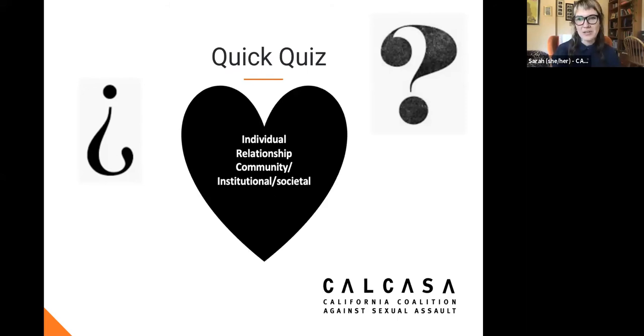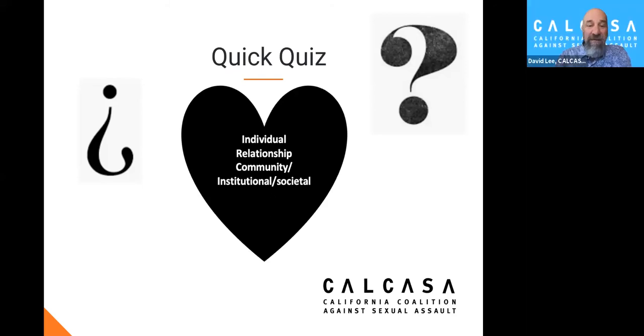David, why don't you tell us what level of impact is this on the social ecological model? I see this as an individual one because it's really focusing on individual skill building. While it's done in a setting that feels like a community setting, and potentially within relationships, the main intervention is individual skill building. So that's how we see it as an individual one.